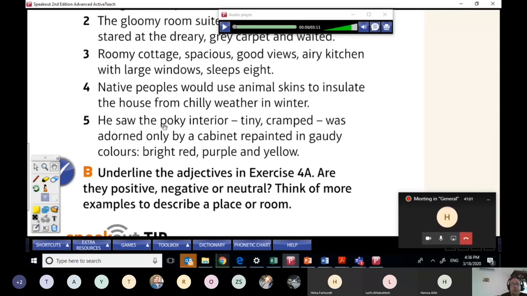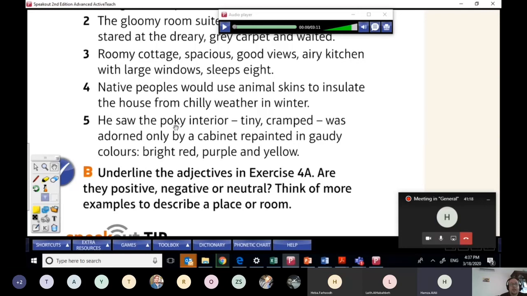Pokey? Here we have pokey. It means tiny or small. Okay? So tiny means small, pokey means small. But I think pokey means not only small, but it's kind of small in an uncomfortable way.